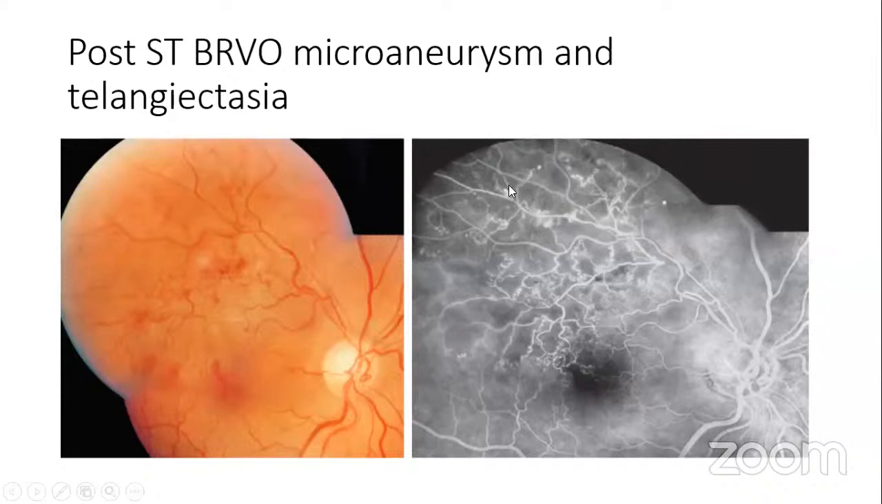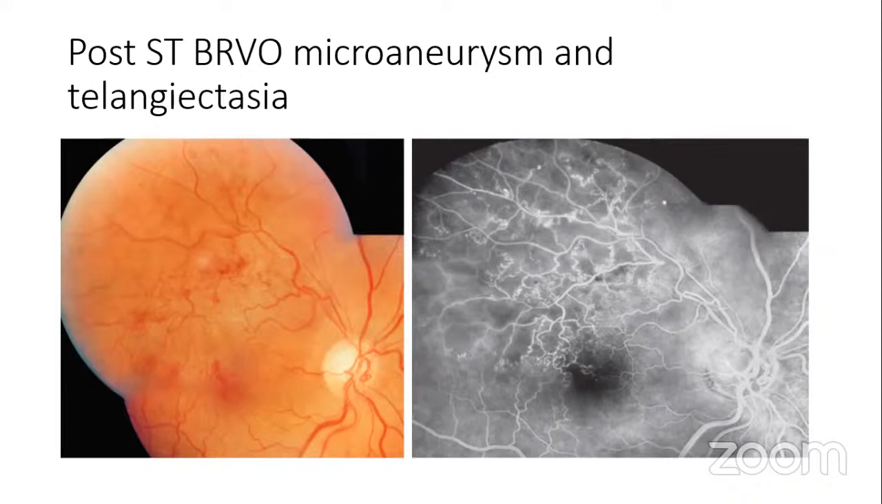So this hyperfluorescence is abnormal. One of the things that we tend to try to characterize in diabetic retinopathy is to differentiate between dot hemorrhages and microaneurysms.